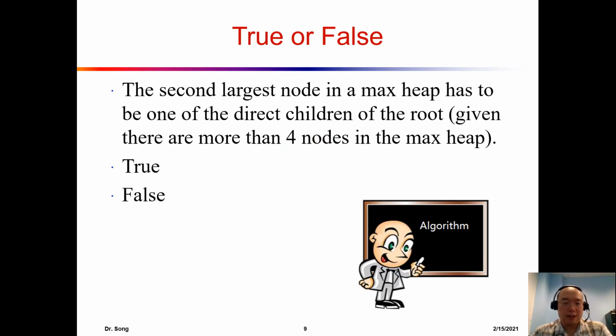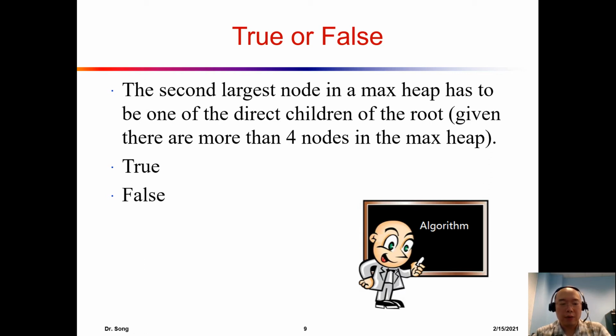Okay, so true or false? The second largest node in a max heap has to be one of the direct children of the root, given there are more than 4 values in the max heap. So is that true or false? Okay, the answer should be true.